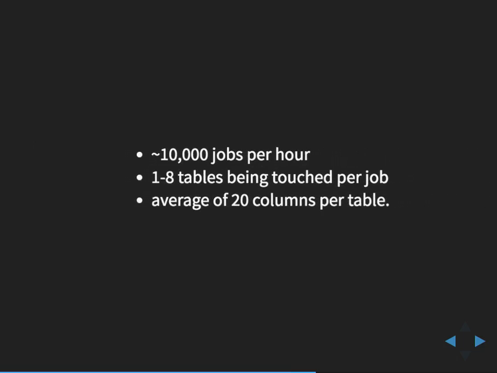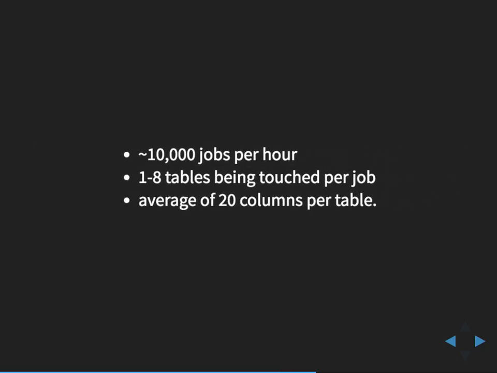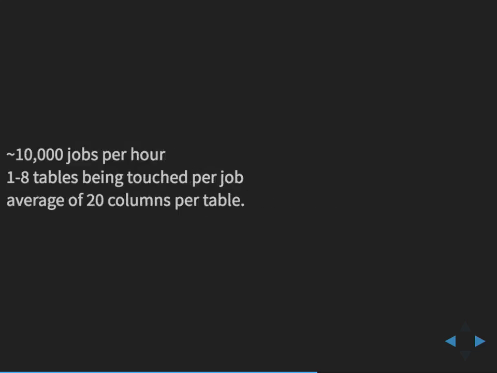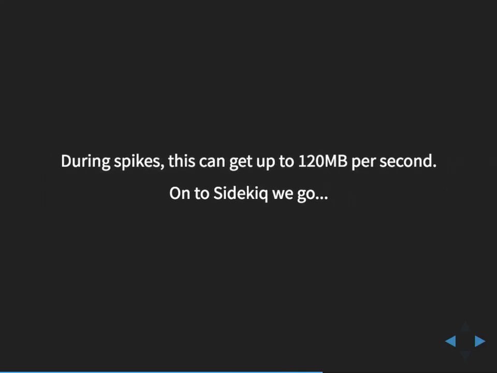And so when you start running tens of thousands of jobs per hour, maybe up to 8 tables being touched per job, maybe around 20 columns per table, that starts to become a lot of data going through the pipes. During spikes, we were seeing this hit almost the 1 gigabit limit. So for that and many other reasons, we're switching to something called Sidekiq, which is very similar except it's threaded, so it's able to retain that schema cache.